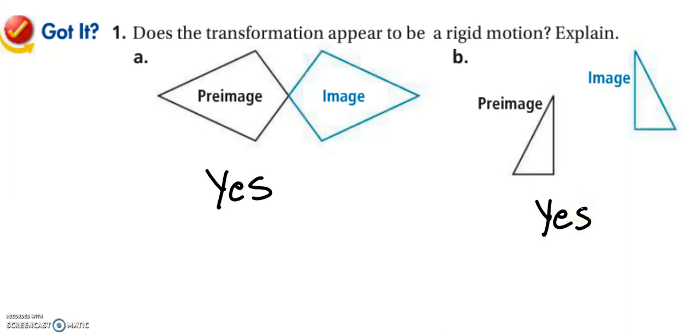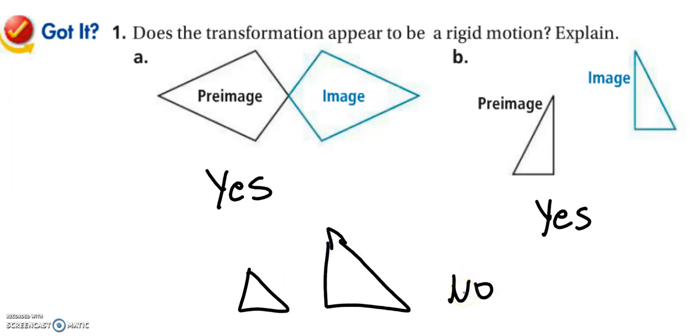The only time rigid motion is not preserved, for instance, is if I have a triangle and then I have a bigger triangle. Okay? In this case, no, rigid motion isn't preserved.